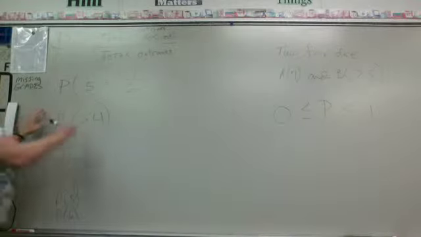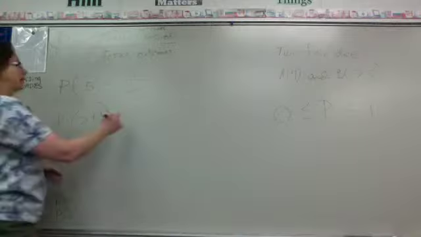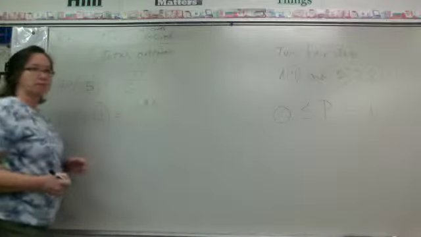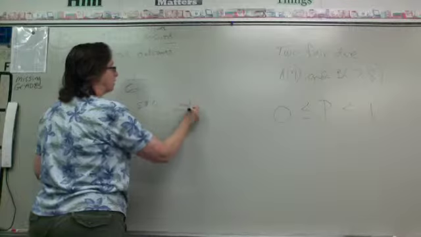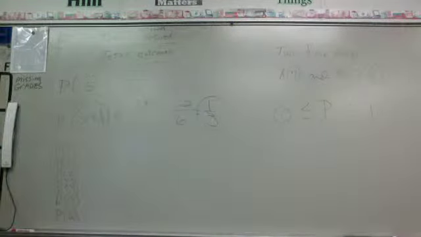The probability of rolling greater than 4 would be a probability of 5 and 6, right? So that would be 2 outcomes over 6, or 1/3 of a probability.